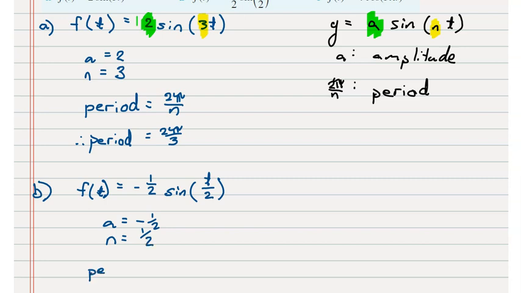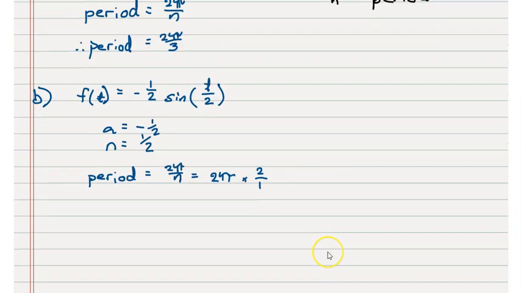So the period for this case is 2 pi over n, which is the same as writing 2 pi times 2 over 1. Therefore our period is going to be 4 pi. So we're going to actually stretch this particular wave outwards.